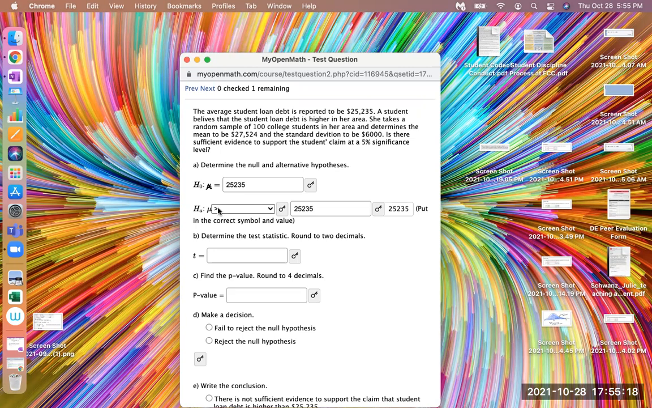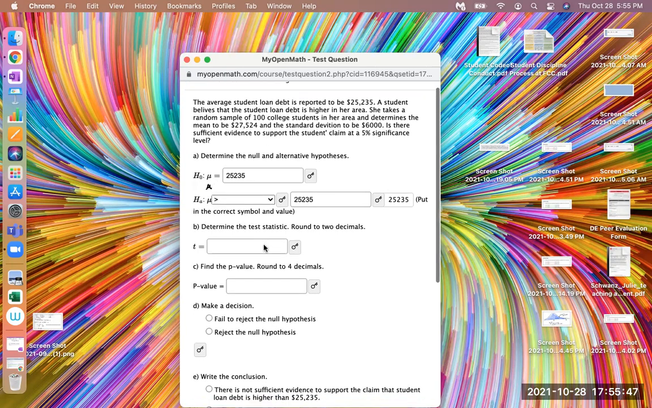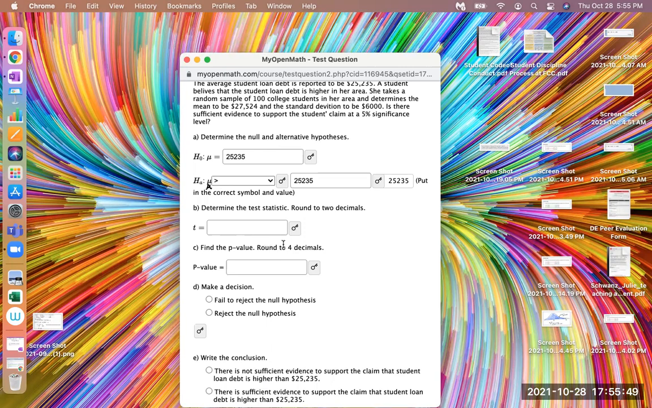So we just have to look for the word higher than, more than, greater, increased, or whatever it is up there. And then we write that in the alternative hypothesis. Then we copy the number from the alternative to the null and copy the variable from the alternative to the null. And we make the inequality an equality or the opposite of what's in the alternative. And then we've got our null hypothesis. Okay, then we move on.